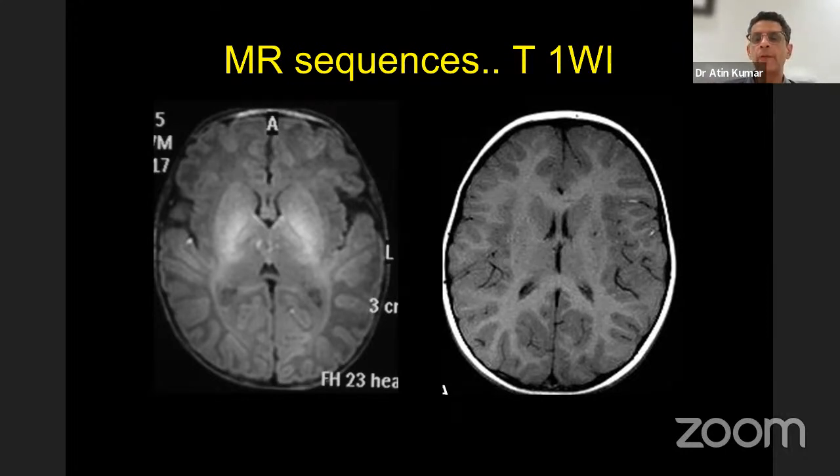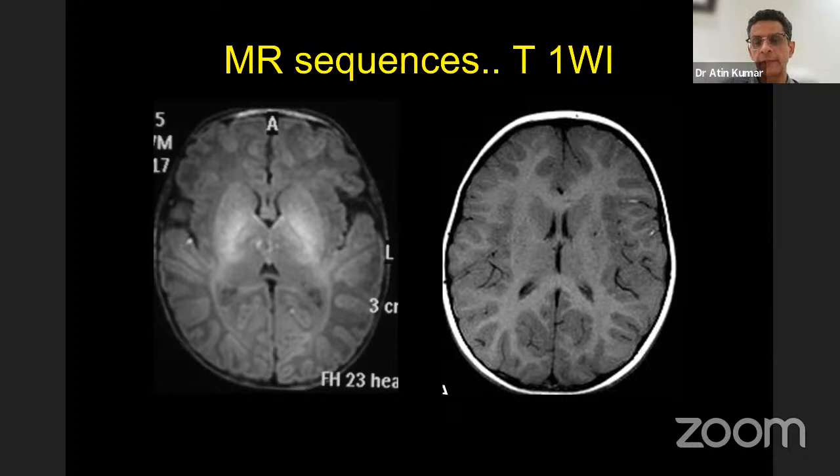The main principle for identifying a T1 weighted sequence is that it looks, to a certain extent, like the CT scan image, because on a T1 weighted sequence, the fluid appears dark. Please remember this: the fluid appears dark on a T1 weighted sequence. By fluid, I'm just saying fluid. Fluid means any fluid.